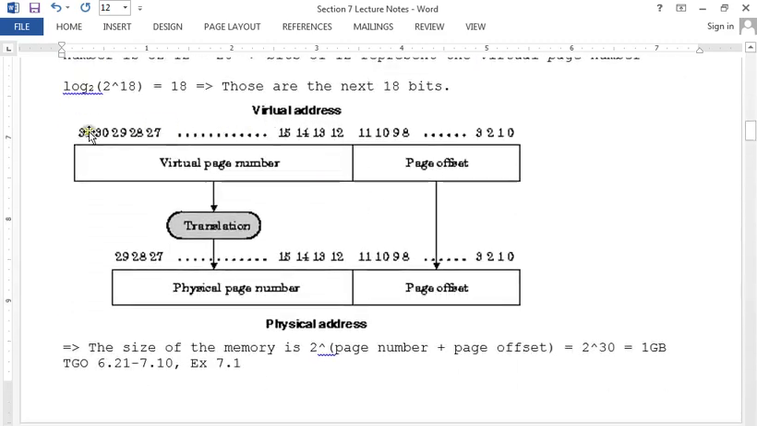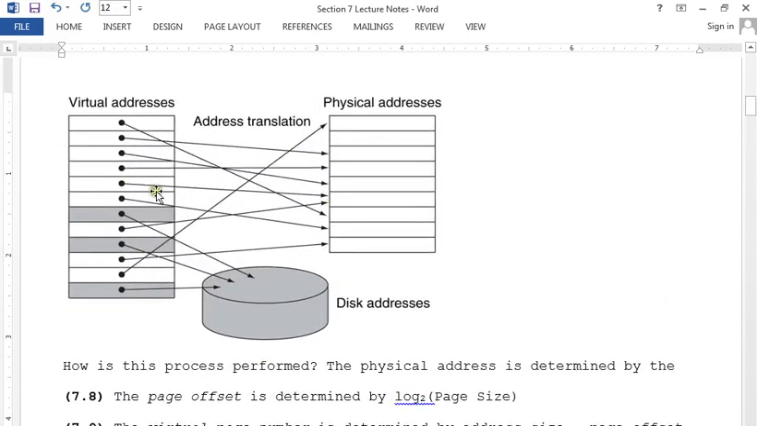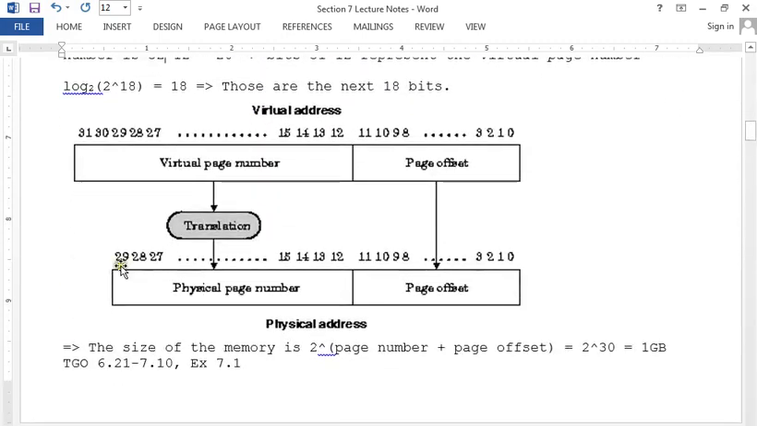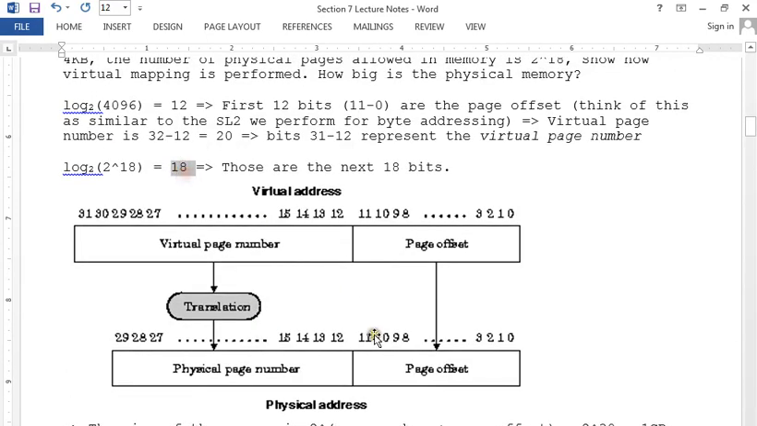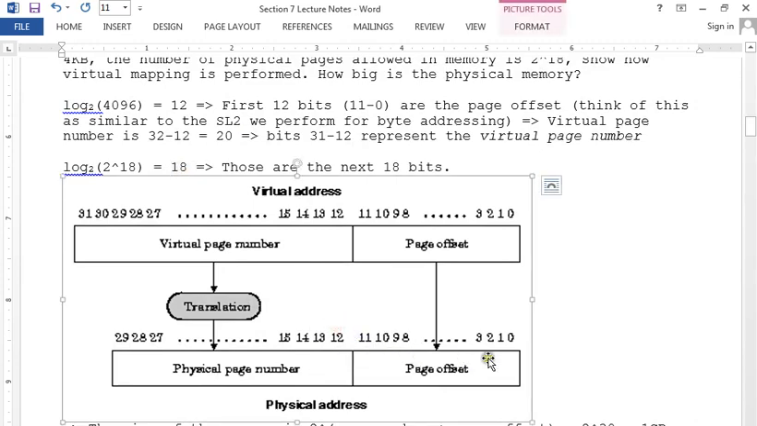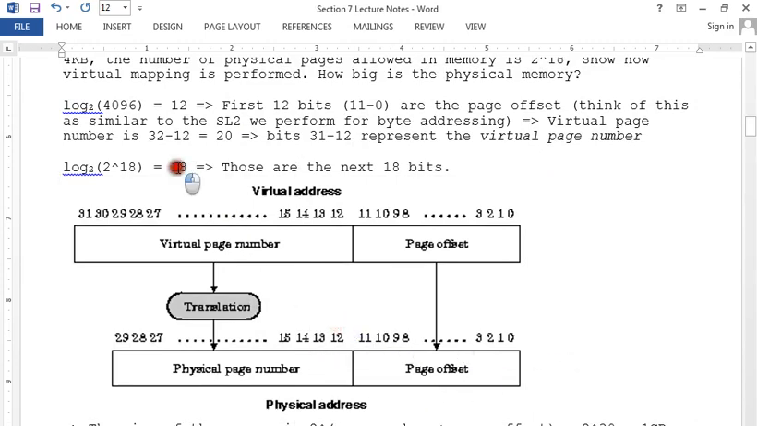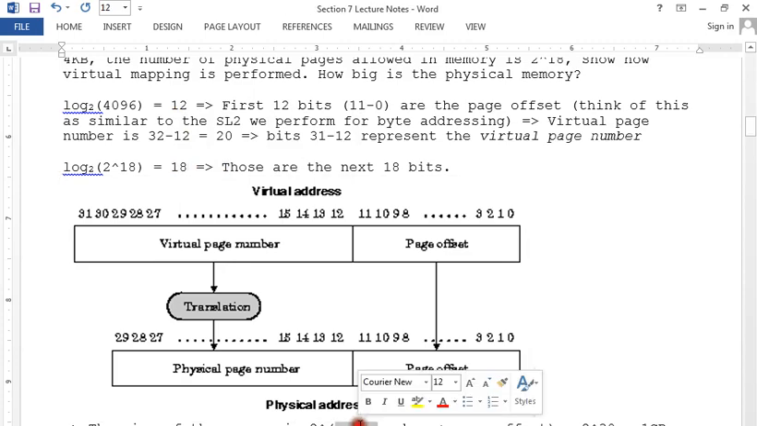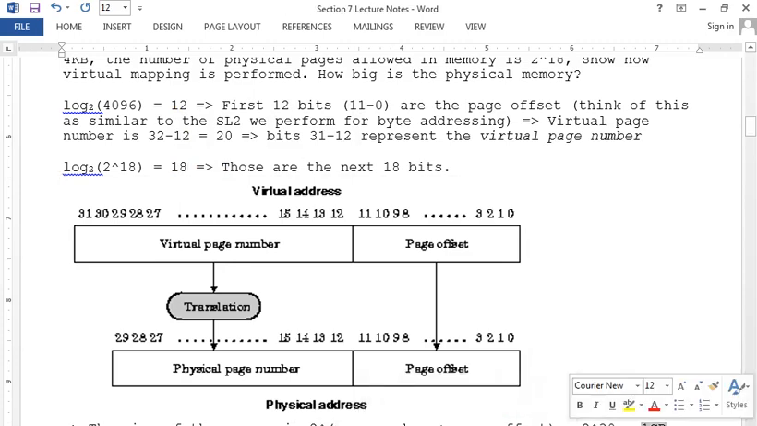So what happens is we have bits 31 to 12, which is the 20 bits in the virtual page number, translated using this process into a physical page number of bits 12 through 29, because that's 18 bits. We started at 11, so now we get to 29, which means the physical size of memory is 2 to the 18 plus 12. 2 to the 18 plus 12 is 2 to the 30, which is 1 gigabyte.